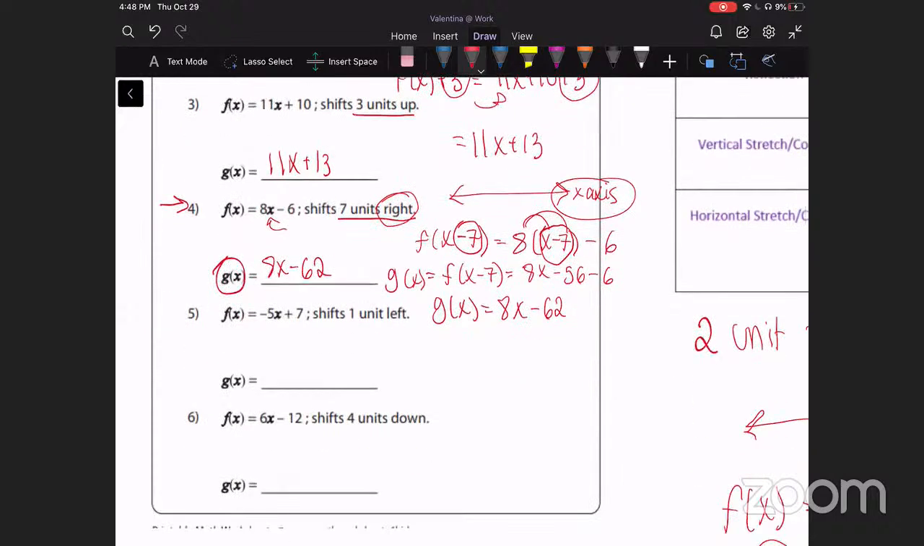Okay, do you want to try number 5? So f of x equals negative 5x plus 7. There's 1 unit left. So we're going to add, right. Correct. So what are we going to add to? The whole function or just x? Just x. So it's going to look like f of x plus 1 equals negative 5 times x plus 1, plus 7.